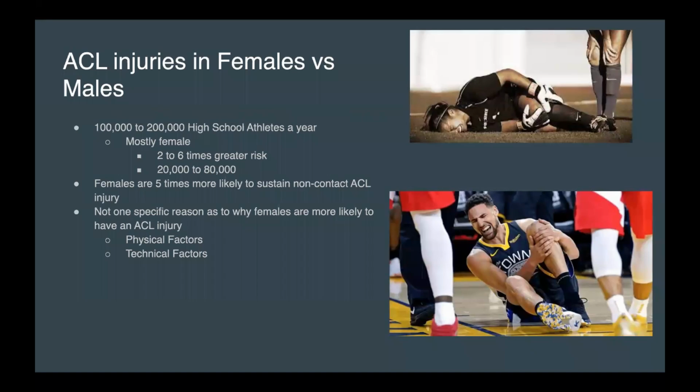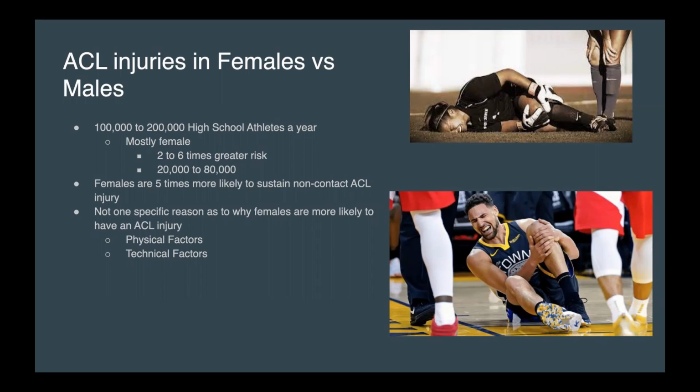Okay, ACL injuries in females versus males. On average, there are about 100 to 200,000 high school athletes a year who are injured with an ACL injury. Although it's mostly females who end up with the injury, they're actually at a 2 to 6 times greater risk of having that ACL injury. On average, females account for 20 to 80,000 of those injuries. So that's just a really good number to keep in mind.